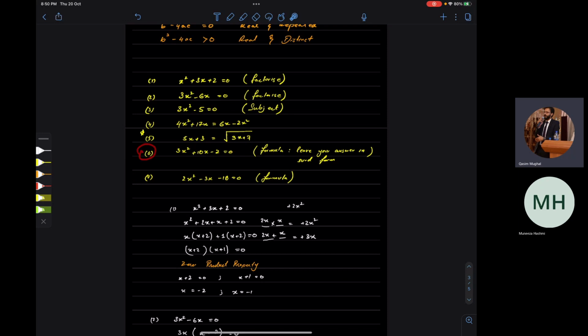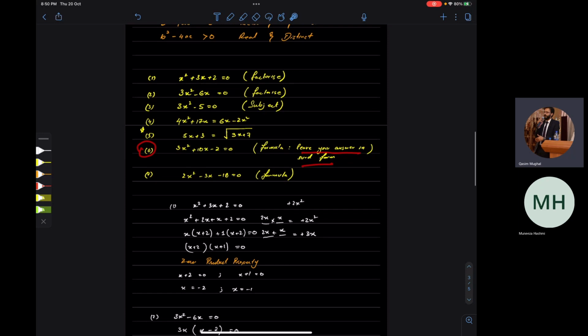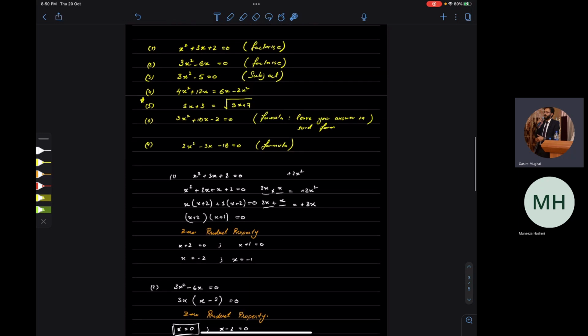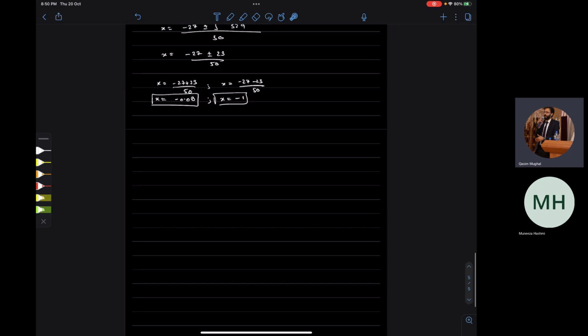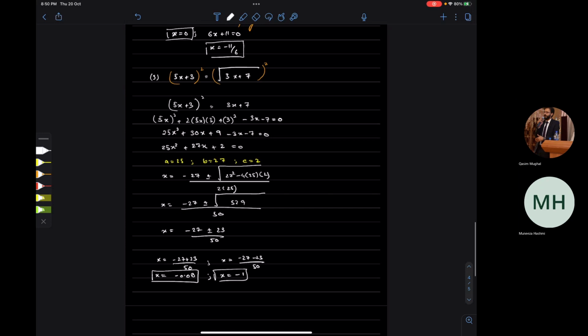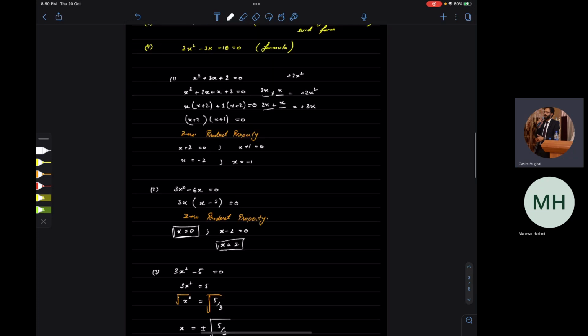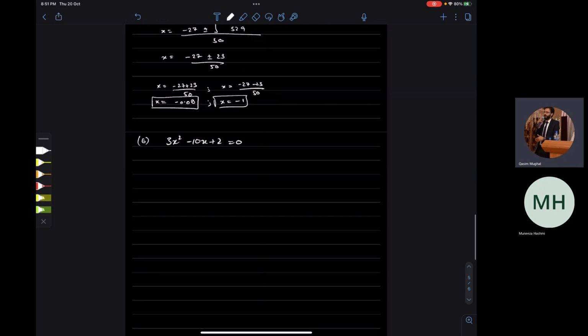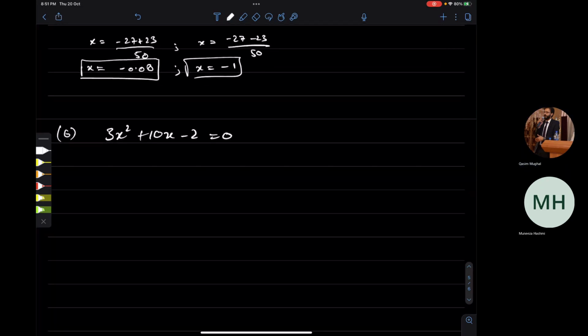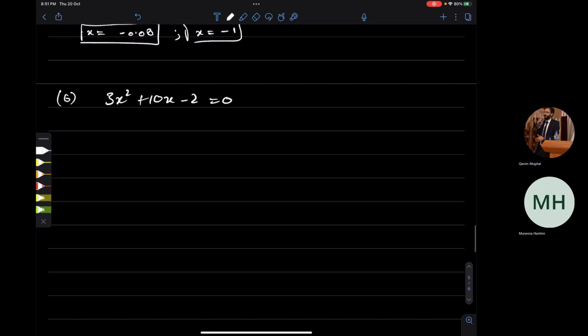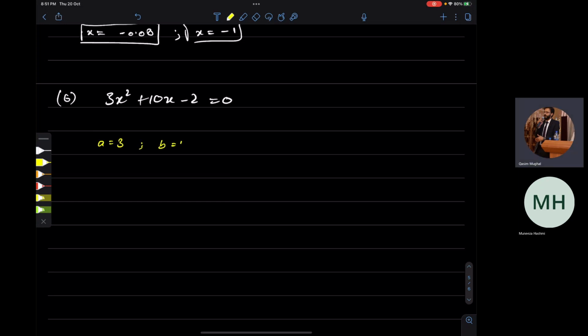Let's actually do this one because over here it's saying leave your answer in surd form. So let's just see what that means. So 3x squared plus 10x minus 2 equals 0. Plus 10x and then minus 2. All right. So I'm going to apply the formula again. So A is 3, B is 10, and C is negative 2.